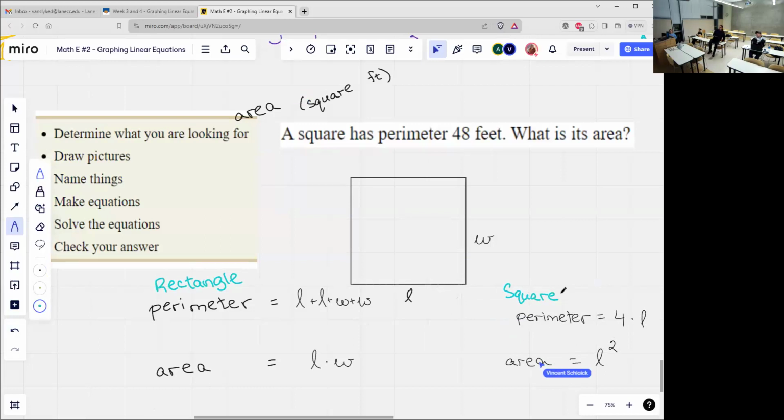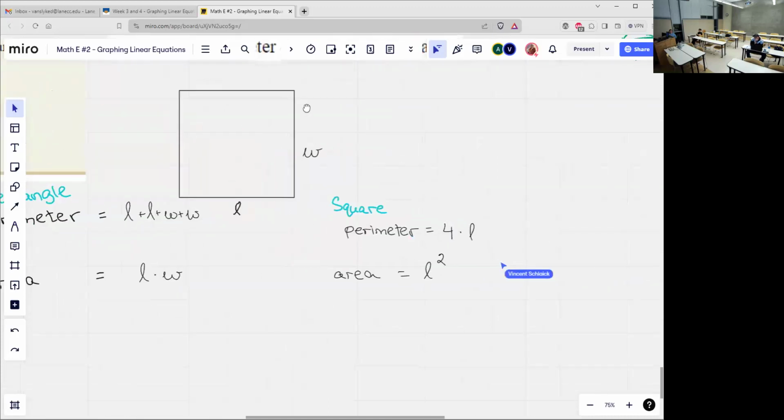Okay, everyone with me so far? This is a great way to think about it. It's perfectly normal to not jump right to these, but to say, oh yeah, what I really had drilled into my brain was the rectangle formulas, and then I'm realizing I don't need to write as much because it's a square. So far, so good. Now I figured out what I'm looking for. I've drawn my pictures. I realized I did need to name something. I needed to put the L and the W on my pictures. I made some equations. And now I need to solve them.